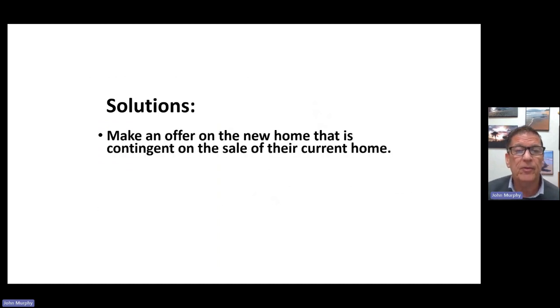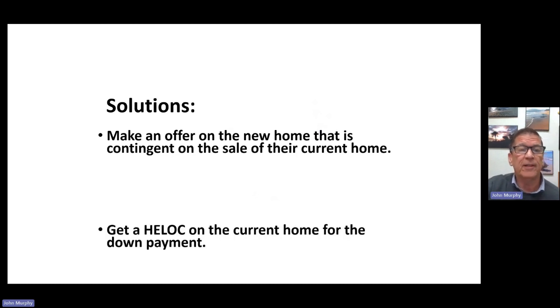They could make an offer on the new home that is contingent on the sale of their current home. They get the home sold, they then have a down payment, and they move forward to buy the new home. The problem with that, of course, is a lot of sellers do not want to take a contingent offer. Someone else might come along with a non-contingent offer for the very same purchase price. And who do you think they're going to choose? The non-contingent offer, more than likely.